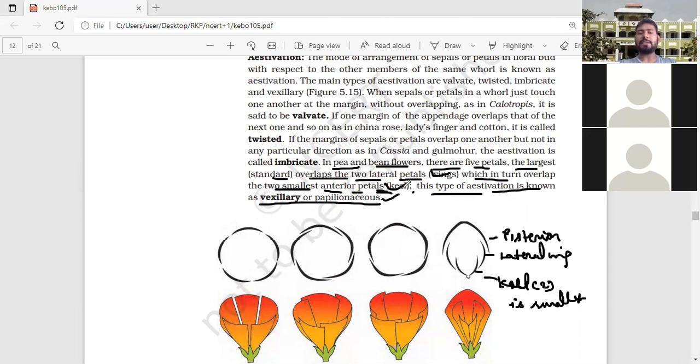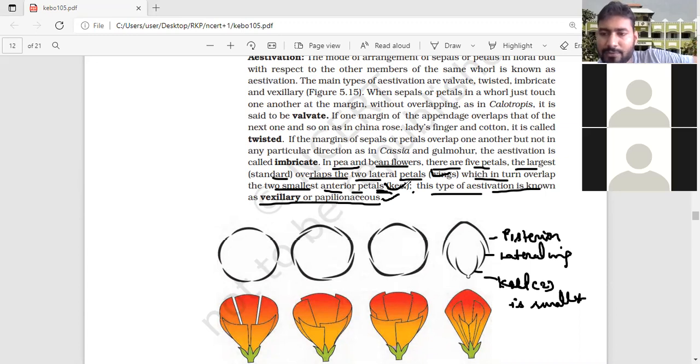So on the basis of their position, that is, the arrangement of the corolla or calyx, it is classified as papilionaceous or vexillary estivation. Clear? Is it fine? Is it okay? Yes, sir. Very good. So this is the arrangement of the petals or sepals.